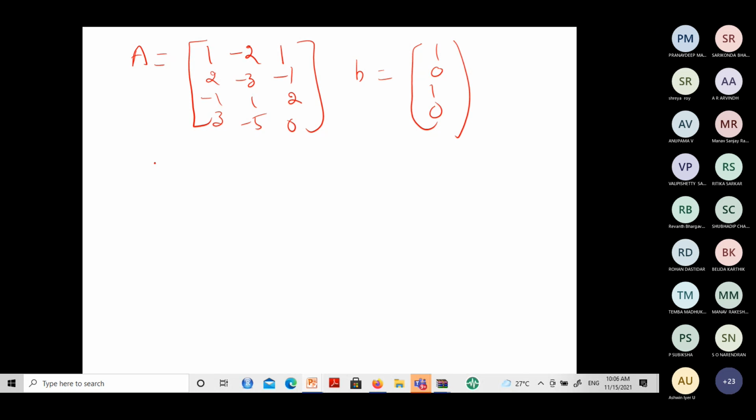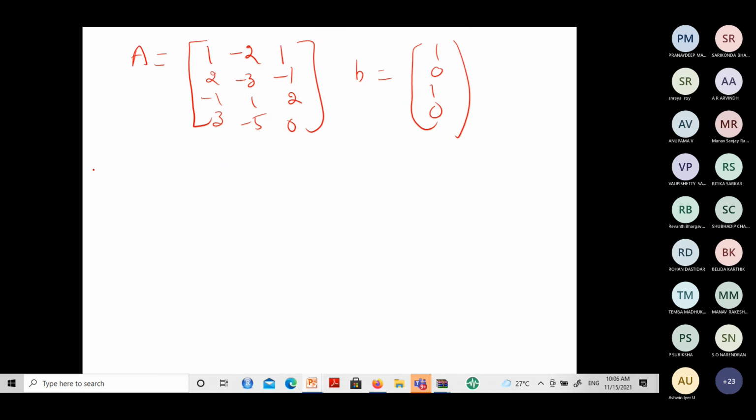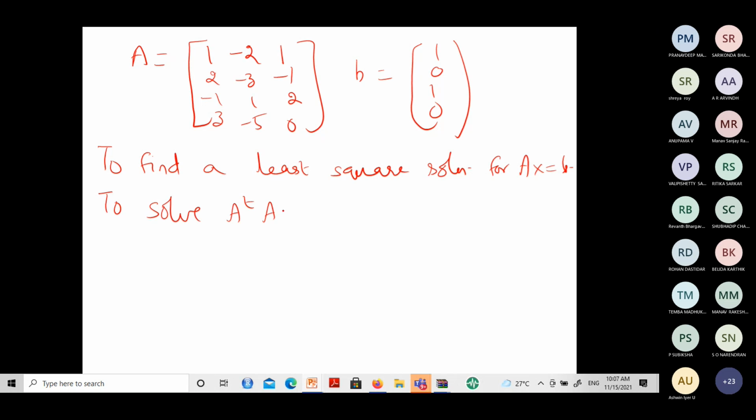Okay, wow. So how to solve this? We need to find the least square solution for Ax equal to B. First part is what? To solve, A transpose into Ax equal to A transpose into B. Instead of solving Ax equal to B, I'm going to solve this. First, find A transpose into A. Do it.